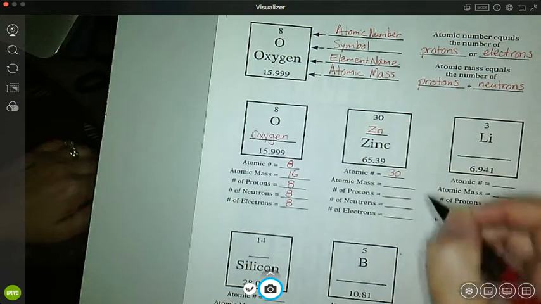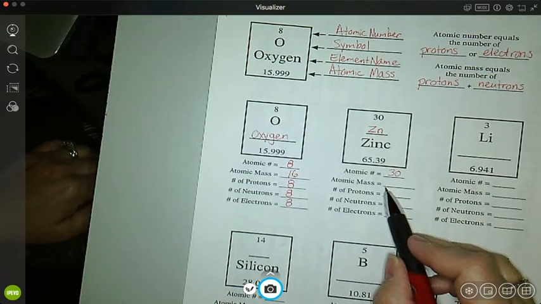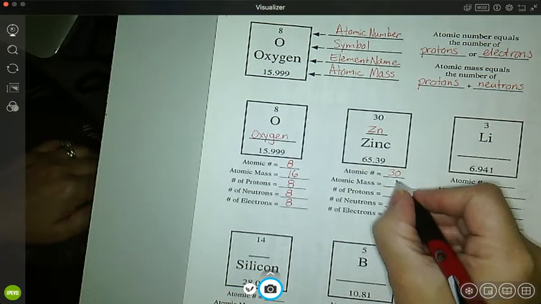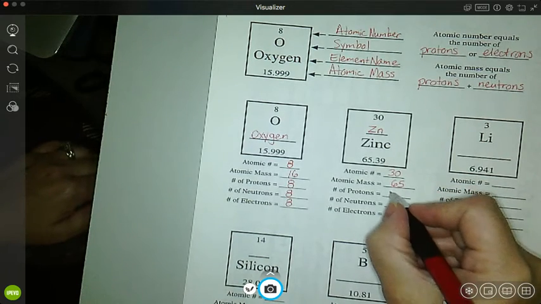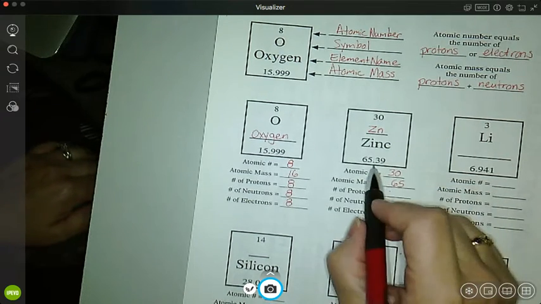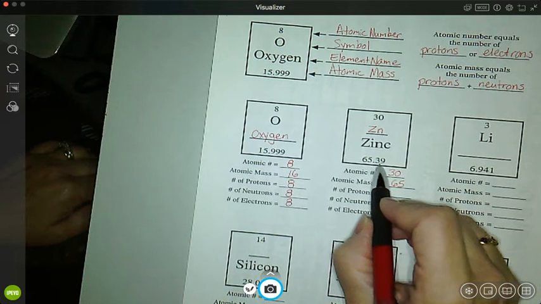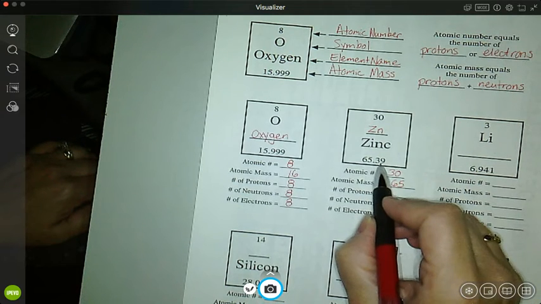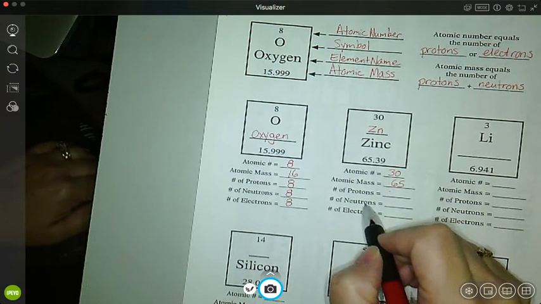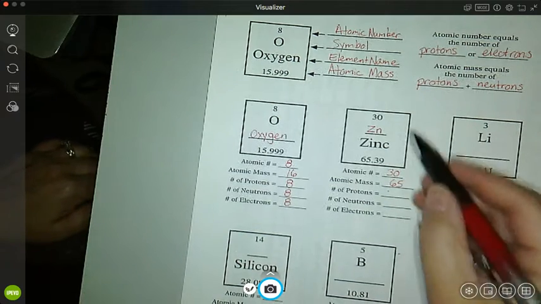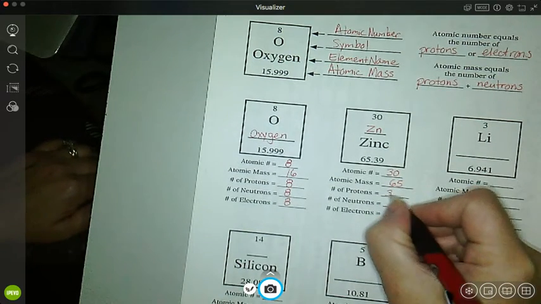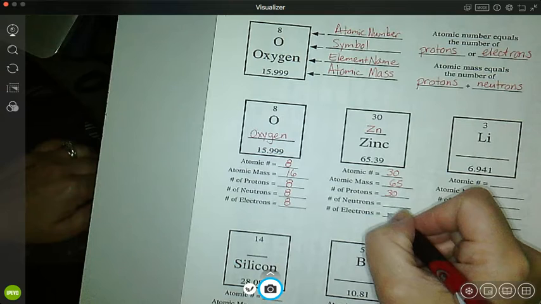30. What's my atomic mass? Yep. So what's my protons? We did. Because this is a 0.3, we would just drop that, right? It wouldn't round up, it's just going to stay the same. So we're at 65. How many protons do I have? 30. How many electrons do I have?